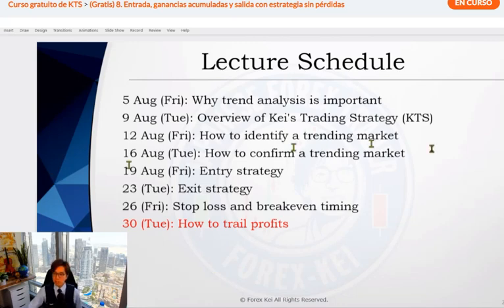So this is my original strategy. I use Ichimoku Kinko Hyo in higher time frames and get the entry confirmation on the lower time frame, like the 5-minute. But the question today is how to trail the profits once the market starts to go towards your direction.